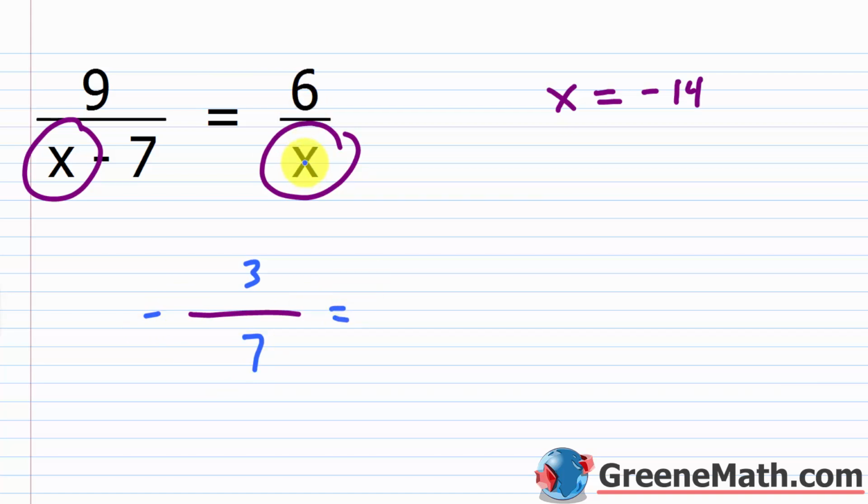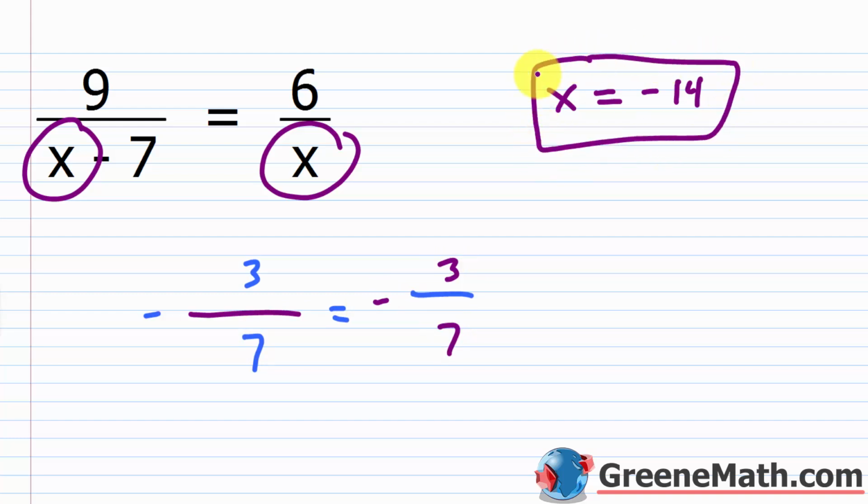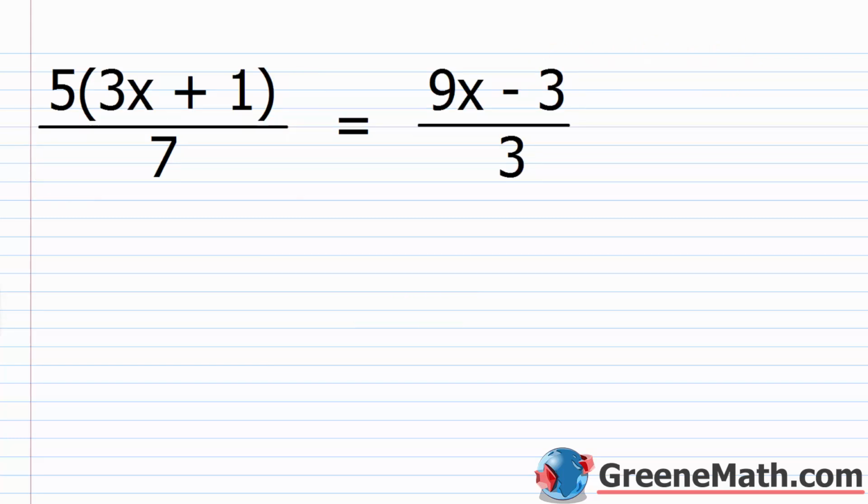If I plug in a negative 14, I'd have 6 over negative 14. So each is divisible by 2. If I divide 6 by 2, I get 3. If I divide 14 by 2, I get 7. And of course, it's negative there, so let me just throw that out in front. You see that you get negative 3/7 is equal to negative 3/7. Okay? So we get the same value on the left as we get on the right. So we can say x equals negative 14 is our correct solution. All right, let's take a look at another.